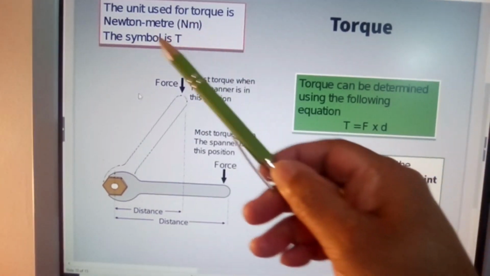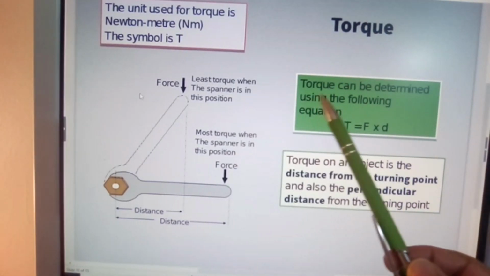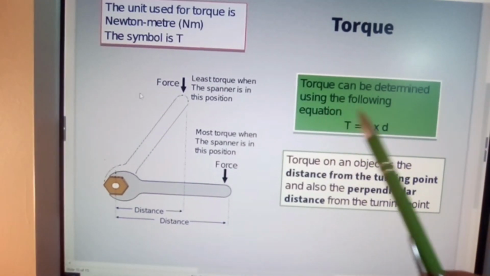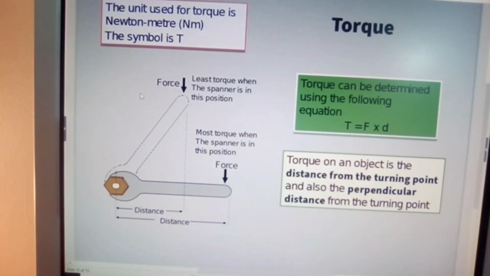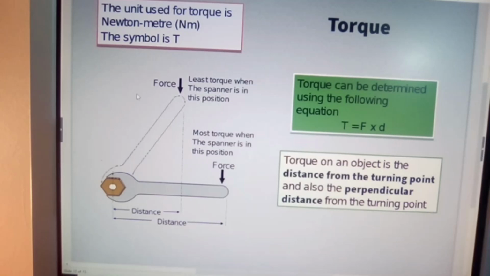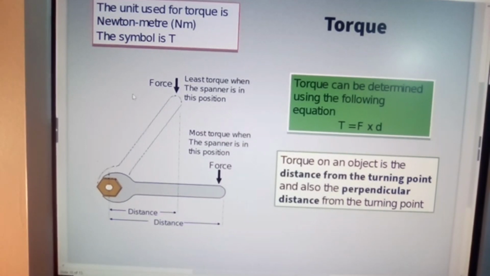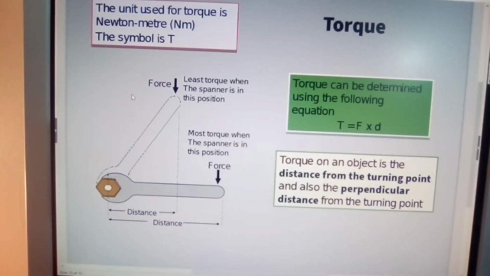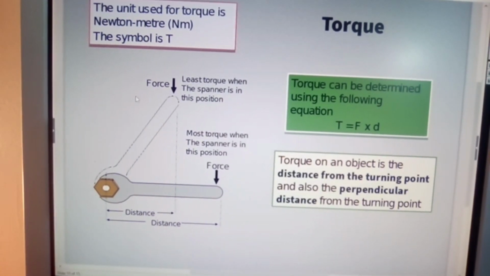The unit used for torque is Newton meters, Nm. The symbol is T. Torque can be determined using the following equation: T equals force times distance. I repeat, T equals force times distance. So the longer my spanner, the less force I need to apply to the nut to get it undone. The shorter my spanner, the more force I will need to apply. Torque on an object depends on the distance from the turning point, and also the perpendicular distance from the turning point.